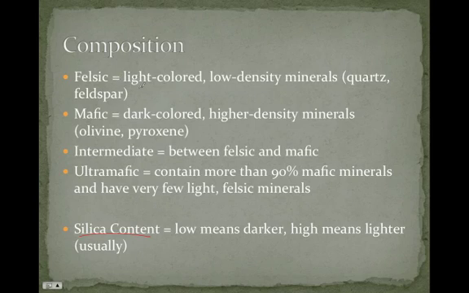So felsic is a light colored, low density rock made from minerals such as quartz and feldspar. Mafic is dark and high density, so this color difference oftentimes is because of the amount of silica it contains. So felsic means it has high silica typically, and then mafic has low silica. Intermediate is between felsic and mafic, and ultramafic contains more than 90% mafic minerals, so very few light felsic minerals, and so it's a very dark rock.